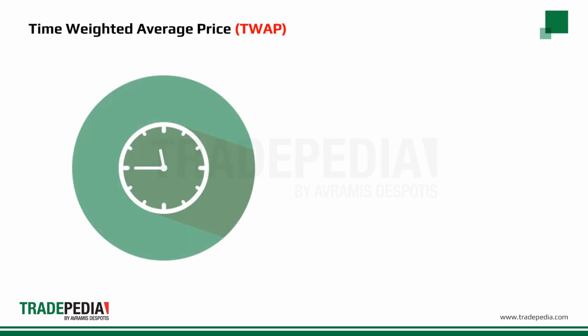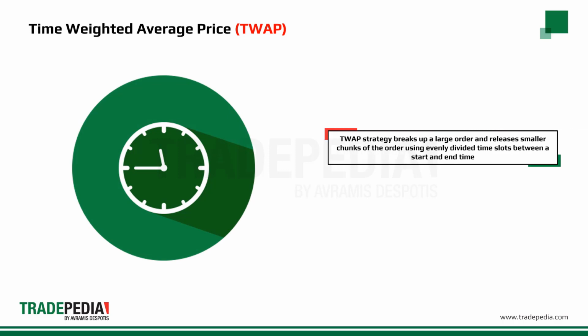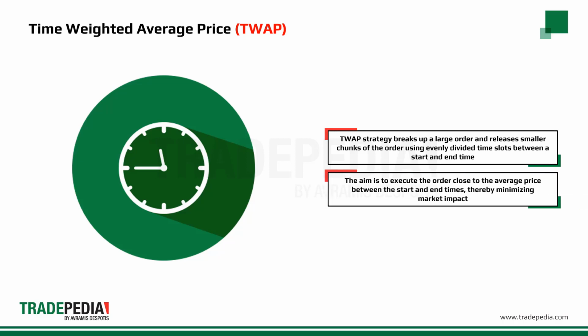Time-weighted average price, TWAP. Time-weighted average price strategy breaks up a large order and releases dynamically determined smaller chunks of the order to the market using evenly divided time slots between a start and end time. The aim is to execute the order close to the average price between the start and end times, thereby minimizing market impact of instantly executing a large order.